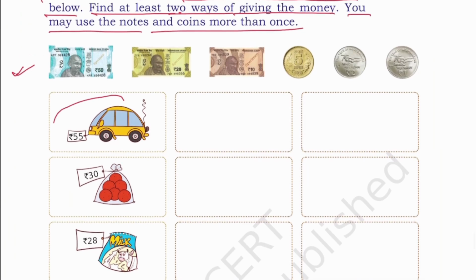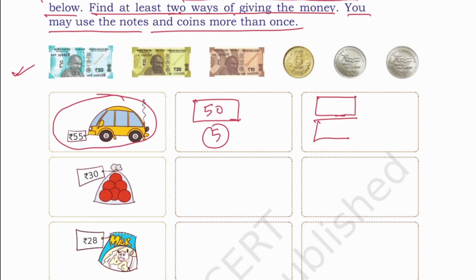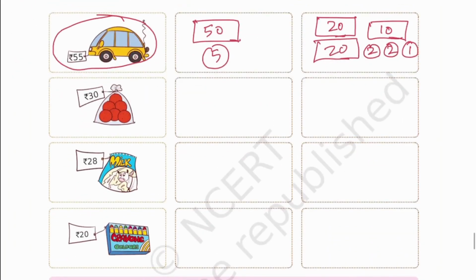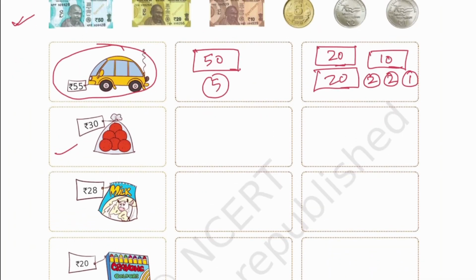For example, for a 55 rupee toy car, you may use a 50 rupee note and 5 rupee coin, or you may use two 20 rupee notes, one 10 rupee note that makes 50, and two 2 rupee coins and one 1 rupee coin. Similarly, for a 30 rupee laddu, you may use three 10 rupee notes, or you may use six 5 rupee coins.